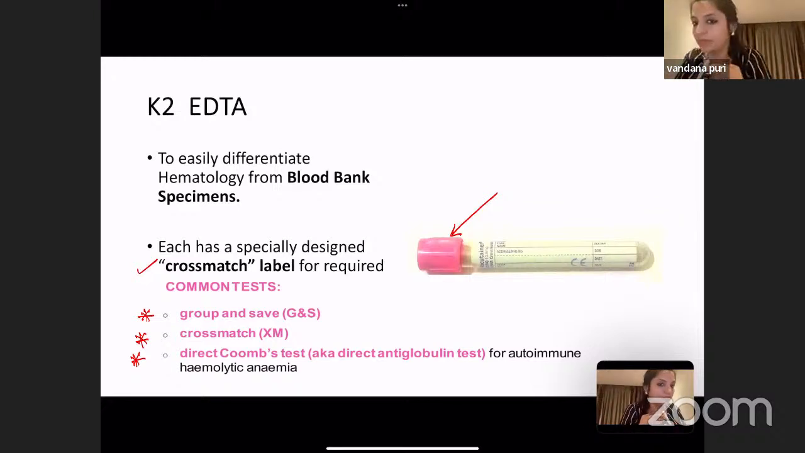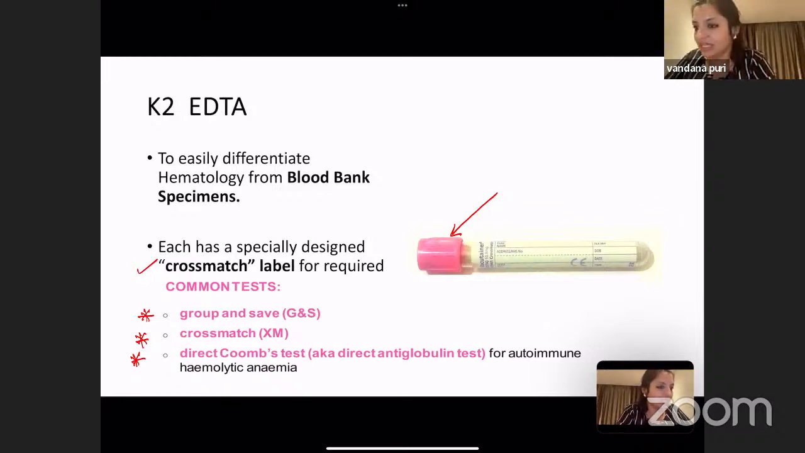So remember which tests are done in this. Whenever you want to do blood grouping and save, what do I mean by that? Tomorrow, let's say I have a hysterectomy surgery and I want blood for my patient. I will want the blood group to be done and the bag to be saved. This is called group and save. For that, I use this EDTA vacutainer. Cross matching, I will send an EDTA vacutainer. Direct Coombs test, I will use an EDTA vacutainer. These are the simple tests which we do on the pink top vacutainer. That should be very clear. This is a simple EDTA vacutainer just used for blood banking purposes.